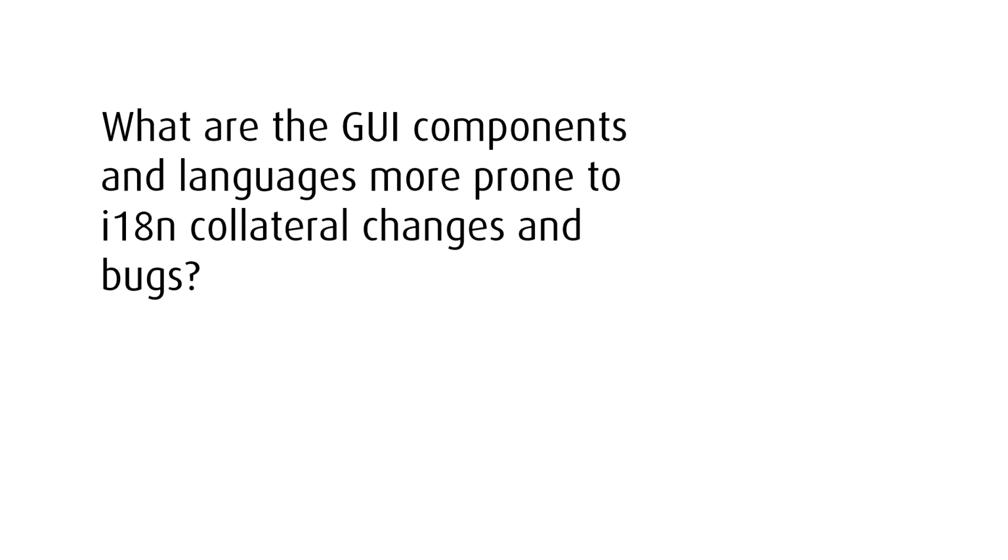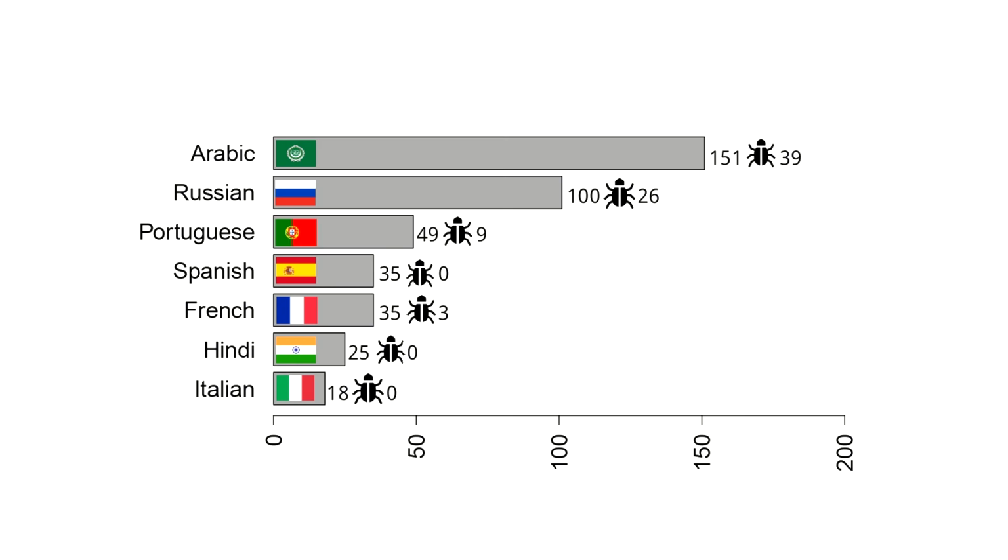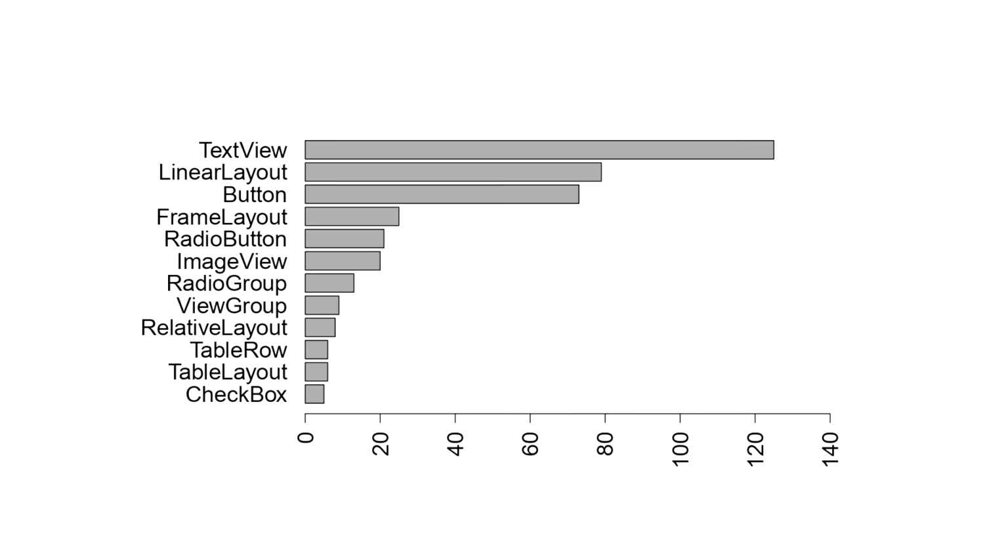And what are the GUI components and languages more prone to internationalization collateral changes and bugs? We found many Arabic collateral changes, but only 39 of those were failures, since those 39 broke the layout. The next one was Russian, due to the length of the text. In terms of components, the TextView and the LinearLayout are the most impacted components.